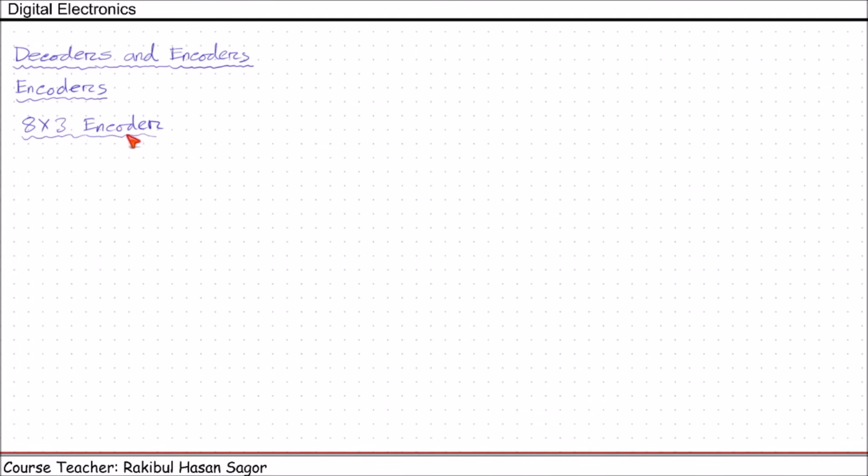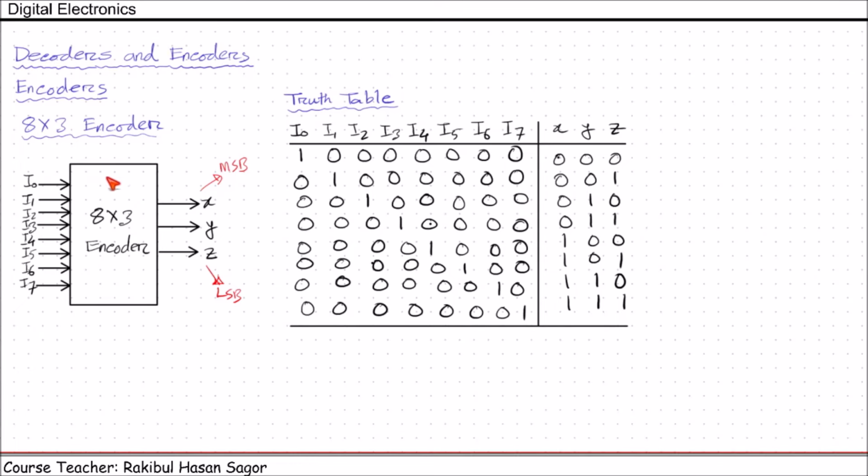8 into 3-bit encoder means we have 8 inputs and 3 outputs. This is the block diagram of an 8 into 3-bit encoder. We have 8 inputs and 3 outputs. In 8 inputs starting from I0 to I7, the 3 outputs are X, Y, Z, where X represents the MSB and Z represents the LSB. Now let me describe the function of this encoder.